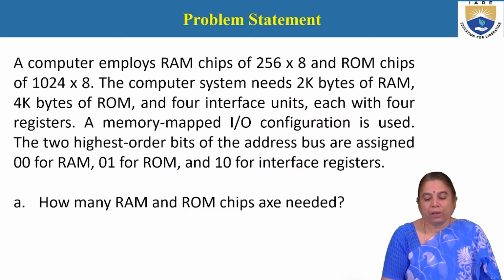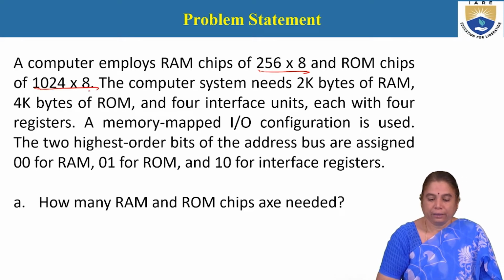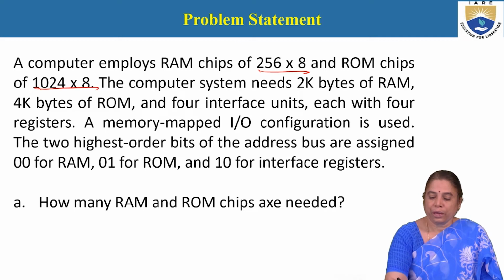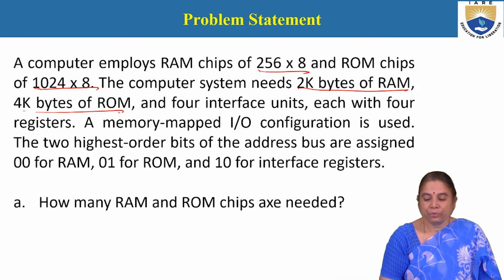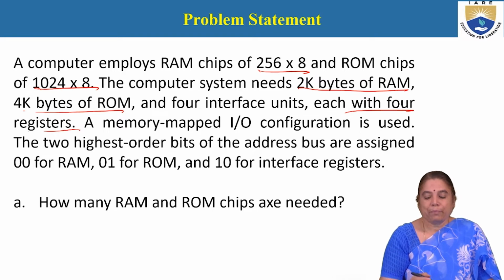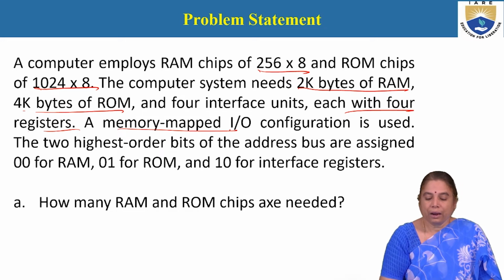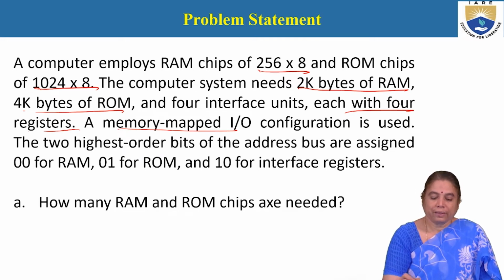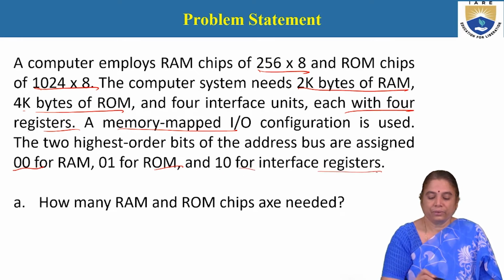Next, a computer employs RAM chips of 256 by 8 and ROM chips of 1024 by 8. The computer system needs 2K bytes of RAM, 4K bytes of ROM and 4 interface units, each with 4 registers. A memory mapped I/O configuration is used. The two highest order bits of the address bus are assigned as 00 for RAM, 01 for ROM and 10 for interface registers.